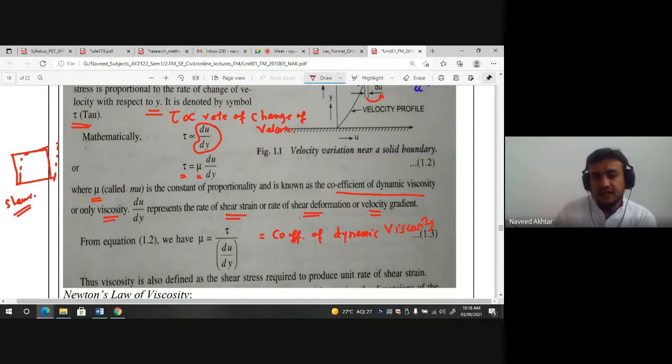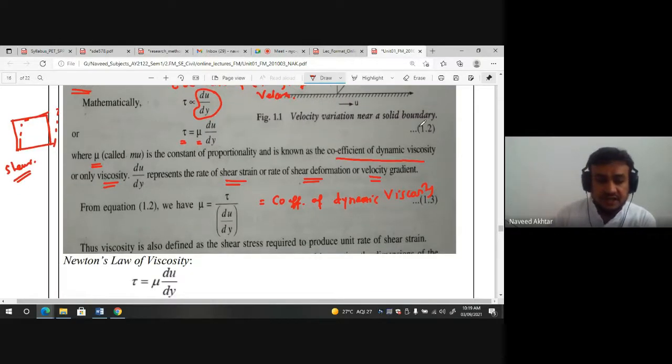But in case of liquid, it is represented by du by dy, and du by dy represents the rate of shear strain or rate of shear deformation, because the liquid is continuously deforming. Okay, and it is also termed as the velocity gradient.